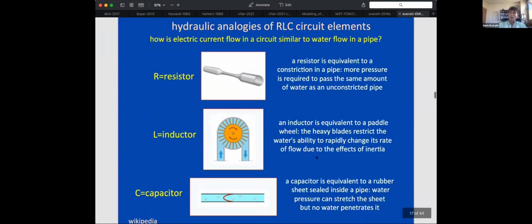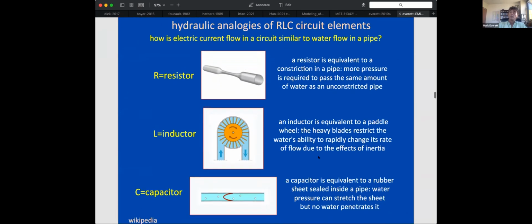To understand the operational principle of an inductor, or what inductance means, it's useful to think about a hydraulic analogy, because electric current flow in a circuit is in many ways quite similar to water flow in a system of pipes. A resistor, in the hydraulic case, is equivalent to a constriction in a pipe. That requires more water pressure to pass the same amount of water as it would through an unconstricted pipe.